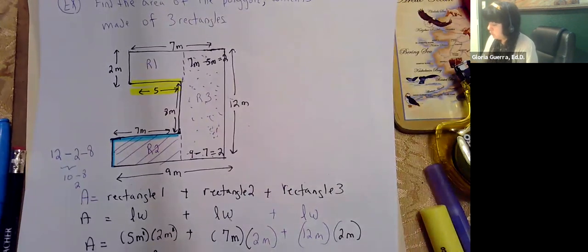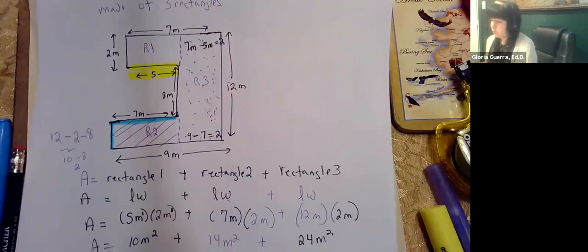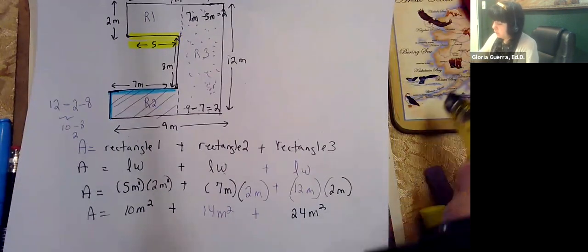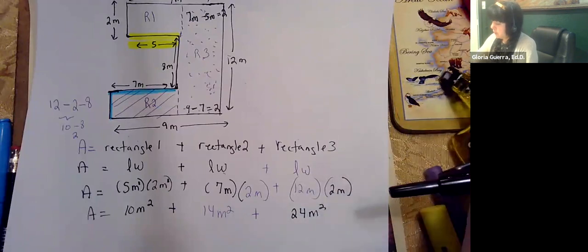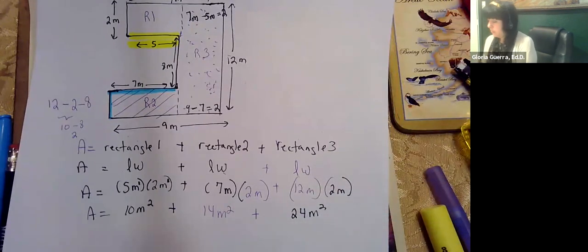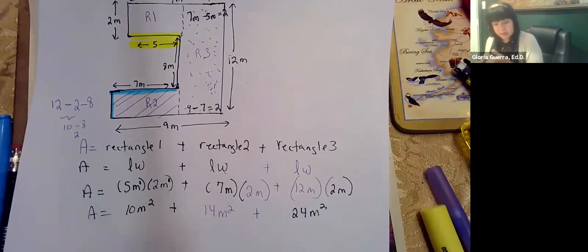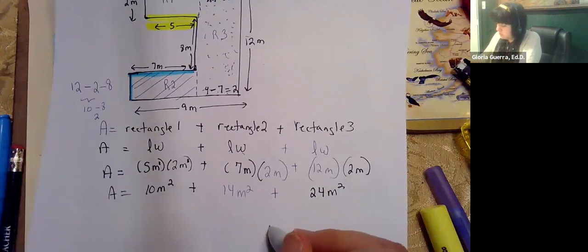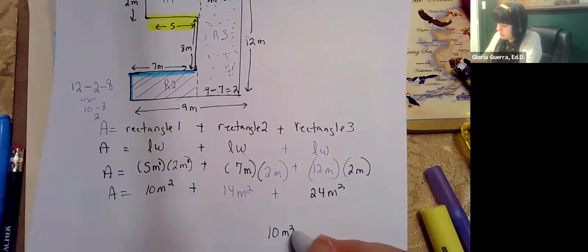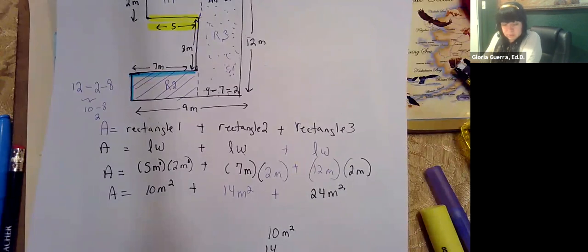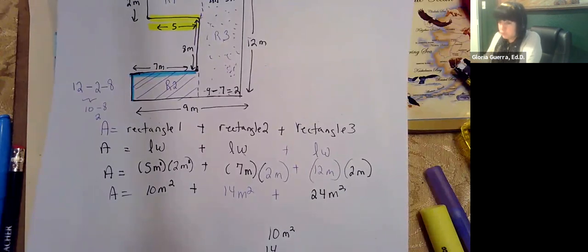So 12 times 2 is 24. M times M is meters squared. So 12 times 12, and then just meters for that. Okay, so you're adding 10 meters squared, and you're adding 14 meters squared, and you're adding 24 meters squared.